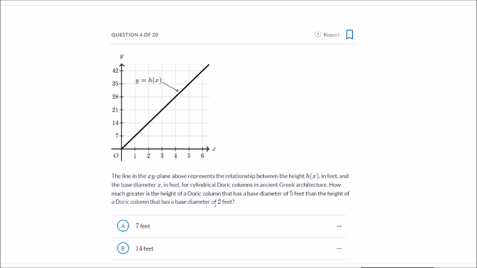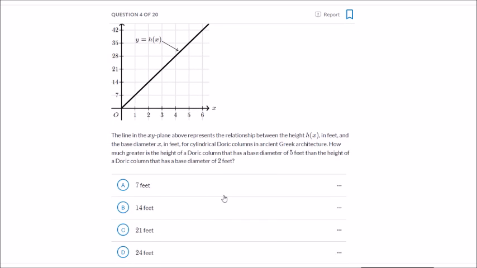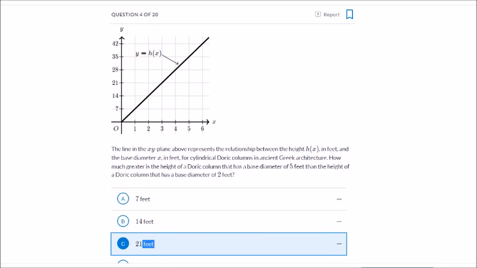So next, the line in the xy plane represents the relationship between the height h in feet and the base diameter x in feet for cylindrical Doric columns in ancient Greek architecture. How much greater is the height of the Doric column that has a base diameter of 5 feet than 2 feet? A base diameter of 5 feet will give you 35, and a base diameter of 2 feet gives you 14. So 35 subtract 14 is 21 feet. Am I stupid? I shouldn't be stupid.